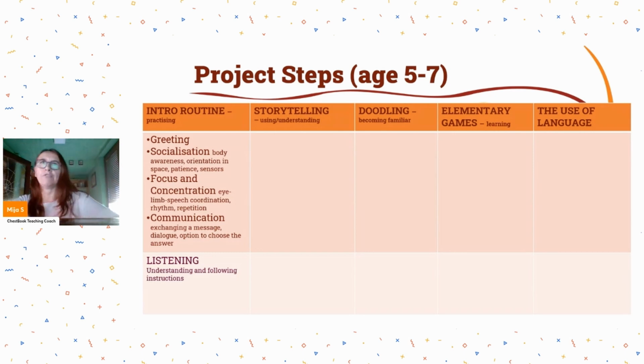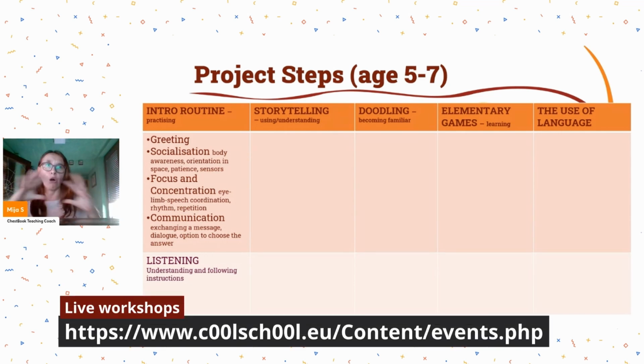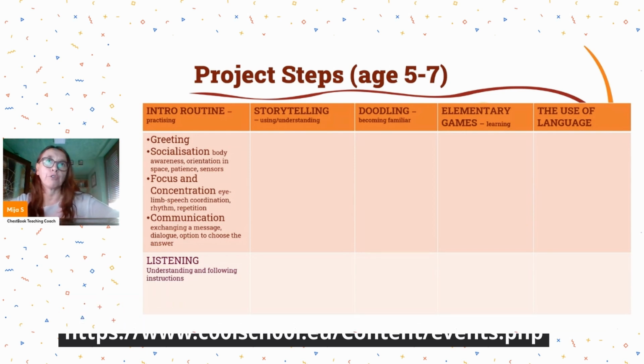Okay, we have done the introductory routine. Here I would like to point out that I am holding live workshops, Chessbook Story Quadruplets, this school year, and the first will be focused on the introductory routine. So we will go really thoroughly about all the aims of the introductory routine, not just that, but how to structure the lesson so that for the whole 45 minutes you really have the introductory routine and children practice all the aims in order to be socialized, to be ready for when you introduce the first project.